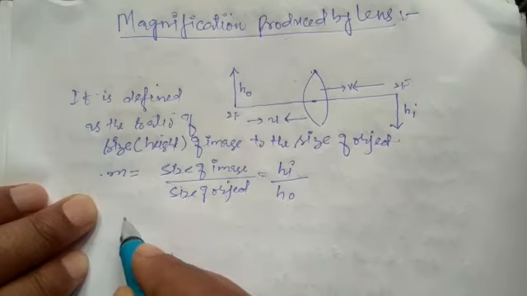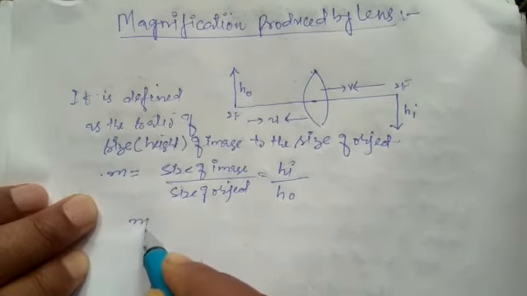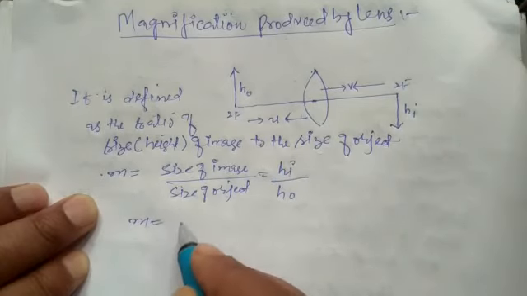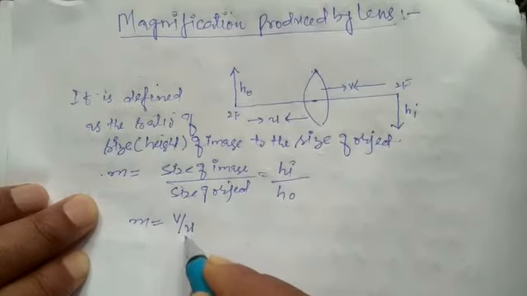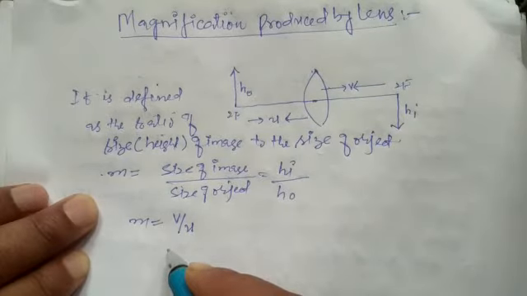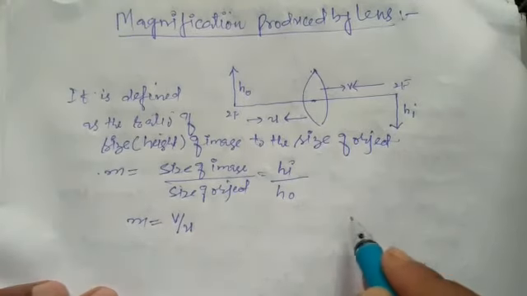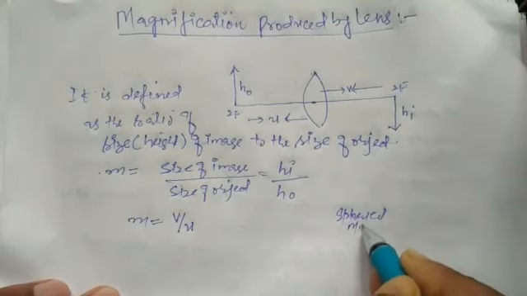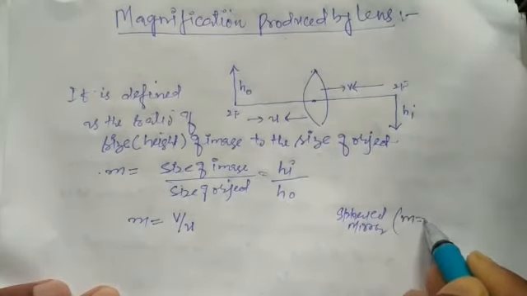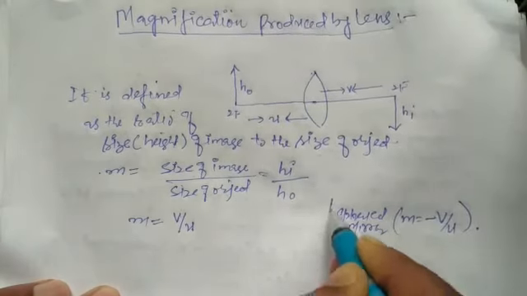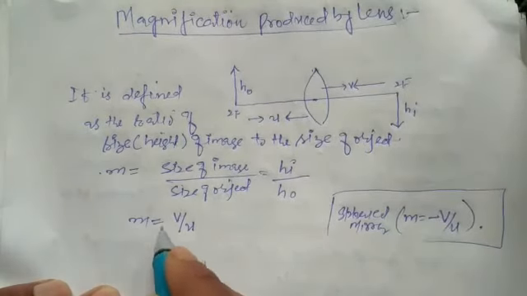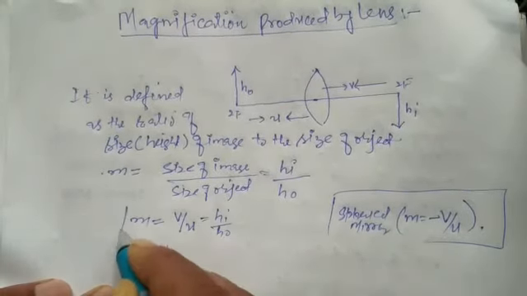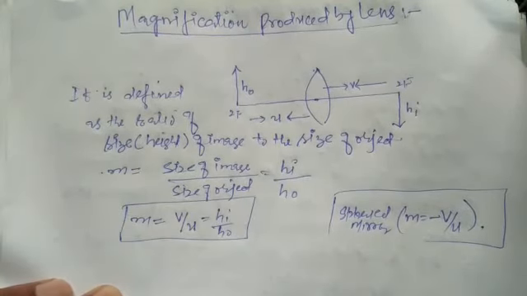This is also having a relation. This magnification is having a relation with u and v, and that is m equals v by u. You might have in your mind that in case of spherical mirrors, magnification was minus v by u, but in case of lenses it is m equals v by u equals hi by ho. This is the formula for magnification.